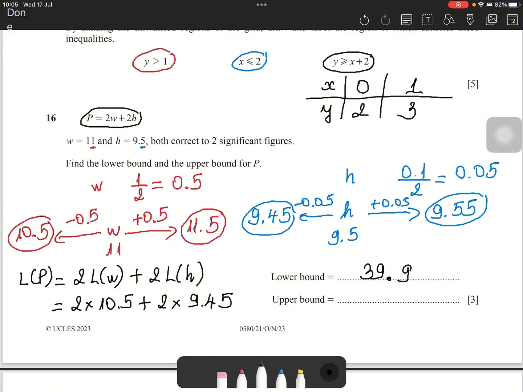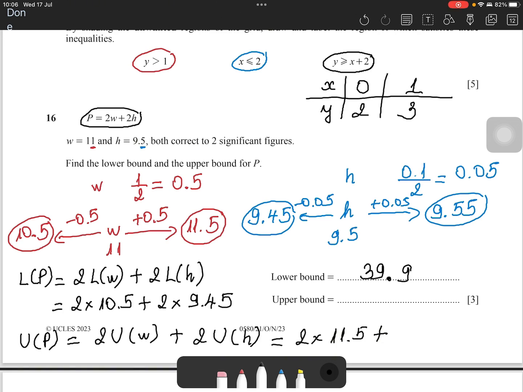Then, to find the upper bound of P, we also multiply 2 by the upper bound of W plus 2 multiplied by the upper bound of H, which means 2 multiplied by 11.5 plus 2 multiplied by 9.55. And the answer is 42.1.